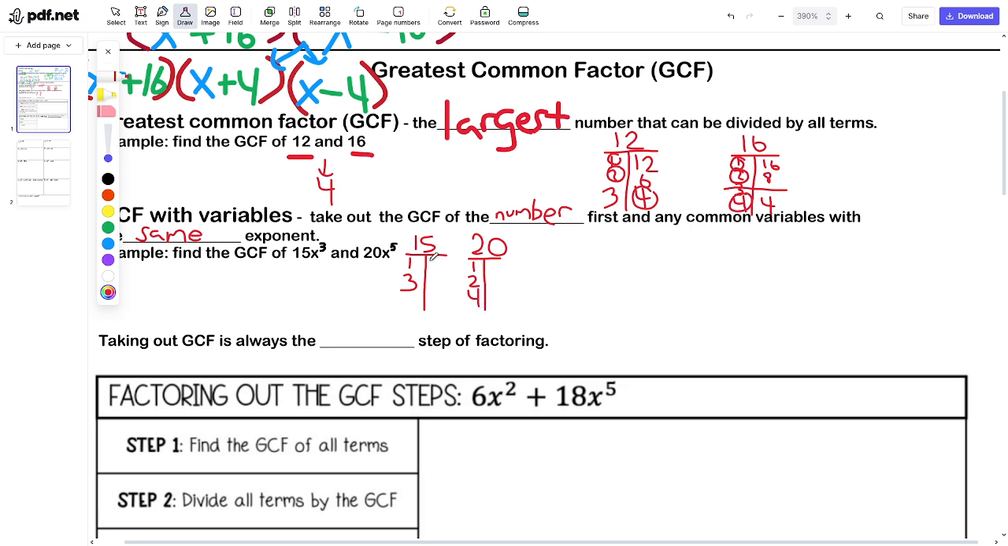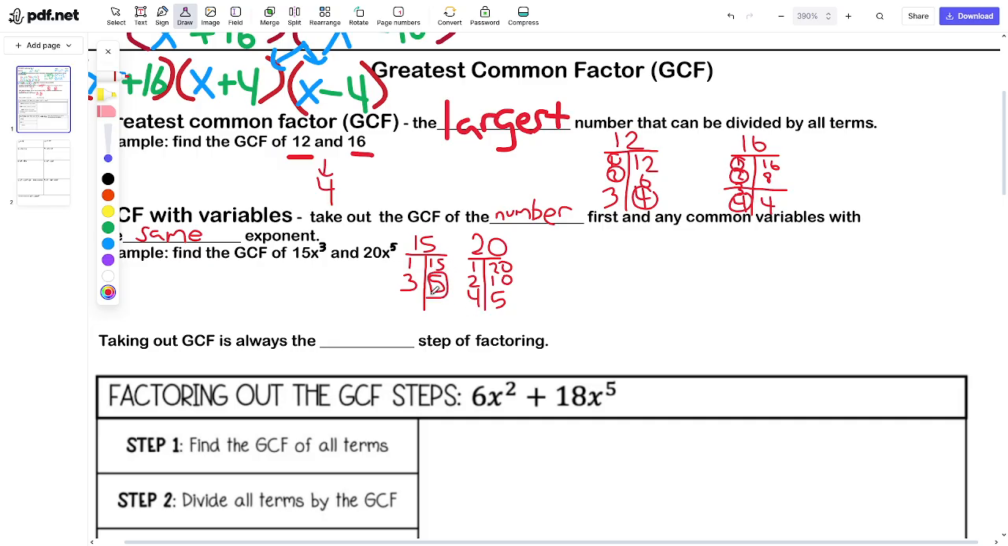All right, so our factors of 15 are 1 and 15 and 3 and 5. Our factors of 20 are 1 and 20, 2 and 10, and 4 and 5. So the GCF here is just the largest number they both have. It's not 15, it's 5.